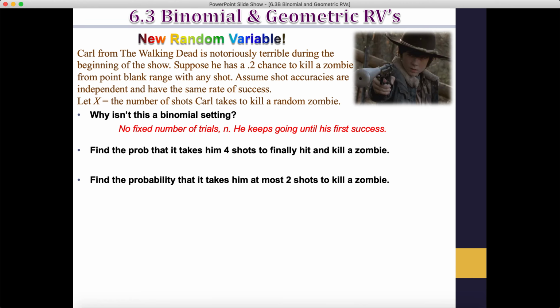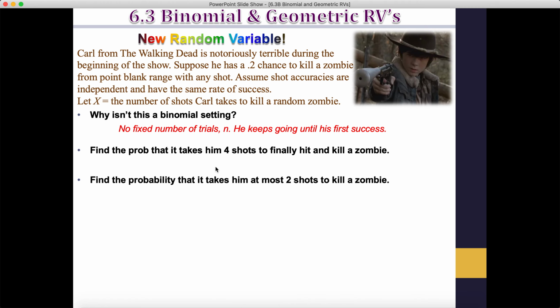Well, we don't have a fixed number of trials. Carl doesn't have, well, I guess maybe he does have 6 bullets, but he's going to stop shooting once he lands his first success. And that's what defines it as this new thing, the fact that there are no fixed trials. The thing that makes it similar to a binomial distribution, though, is that each shot is independent and each probability of success is the same from trial to trial, or from shot to shot.